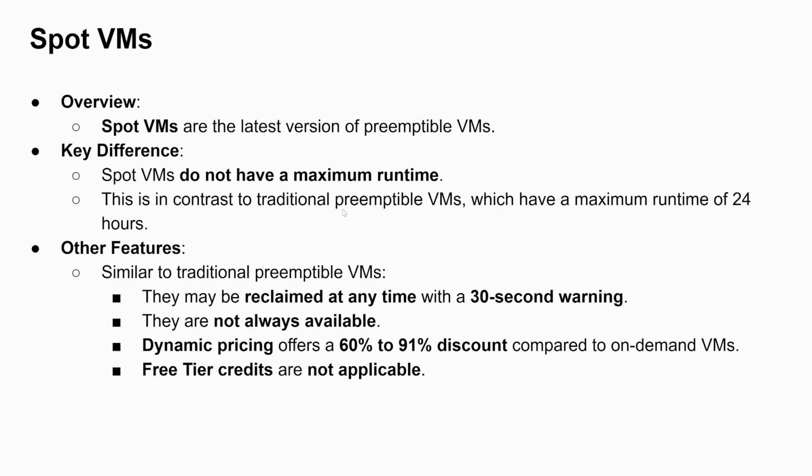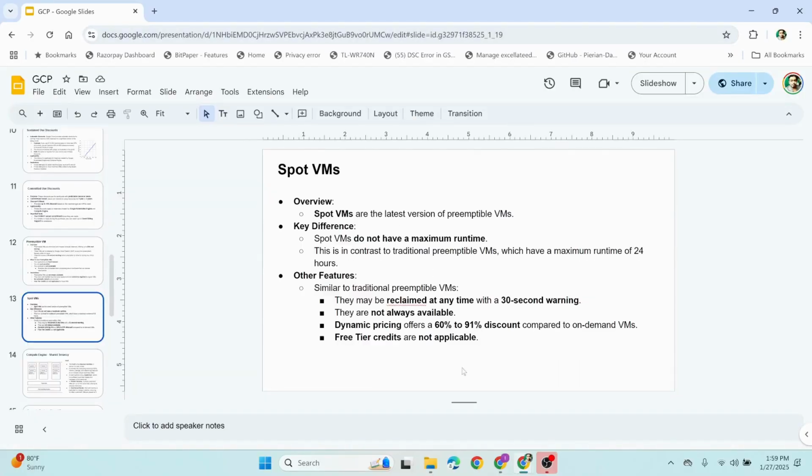This flexibility makes spot VMs an attractive option for users who want to optimize cost further while still meeting their compute needs. Some additional features: they can be reclaimed at any time with a 30 second warning, they are not always available, and they have dynamic pricing that offers a 60% to 91% discount compared to on-demand VMs. And again, the free tier credits are not applicable for creating spot VMs. I'll be showing you a demo of how you can create this.